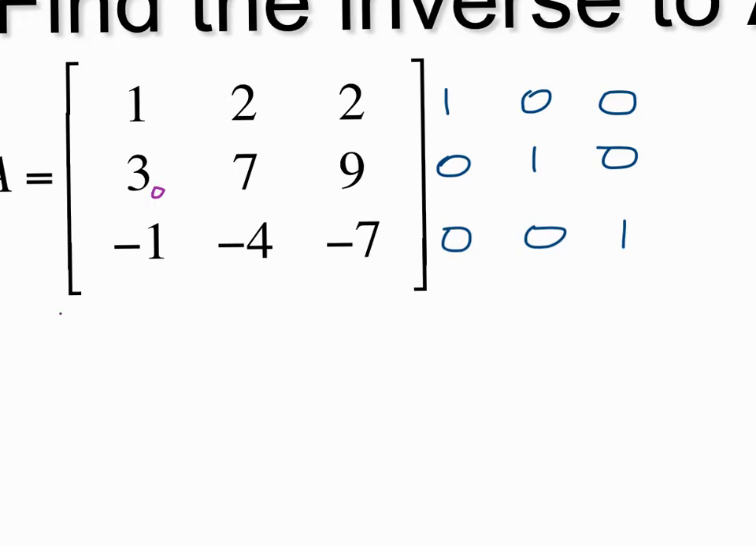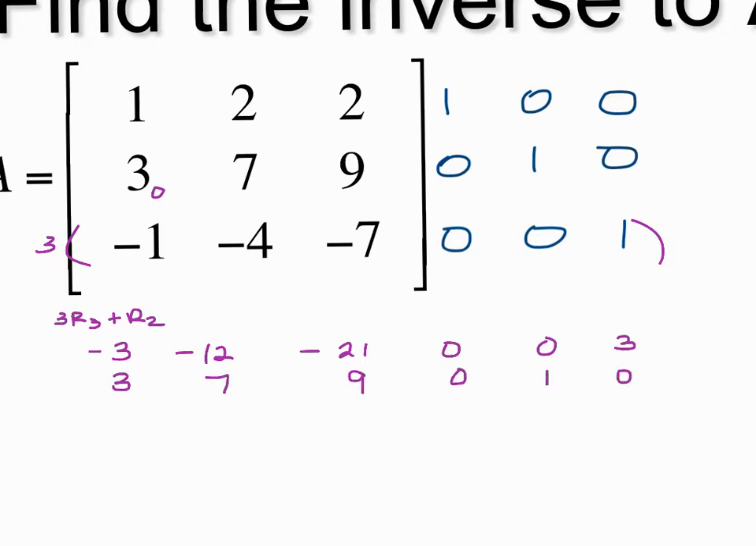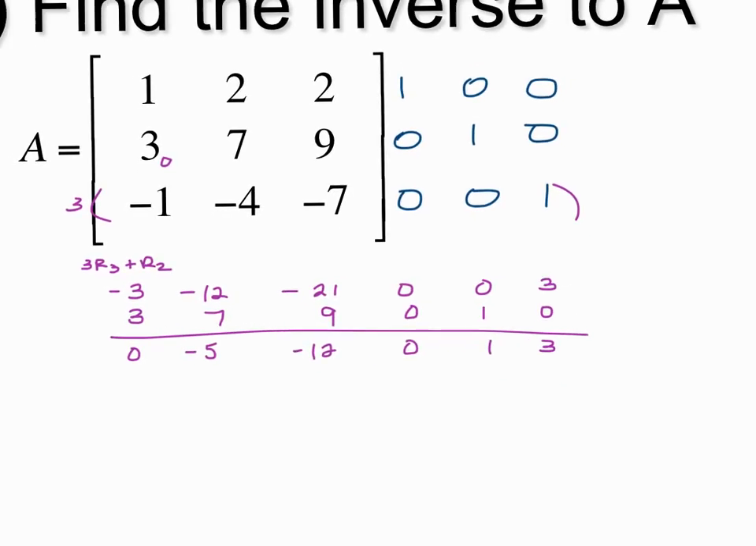So I'm going to take row 3, multiply it times 3, and add it to row 2. Not that the first method is wrong, it's still fine. So -3, -12, -21, 0, 0, and 3. And I'm going to add it to row 2: 3, 7, 9, 0, 1, 0. So I get 0, -5, -12, 0, 1, and 3. And I'm going to replace row 2 with that.